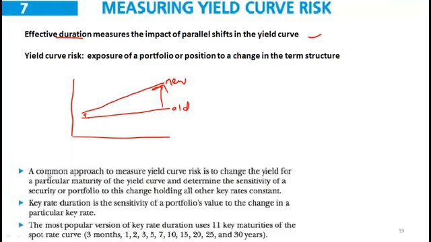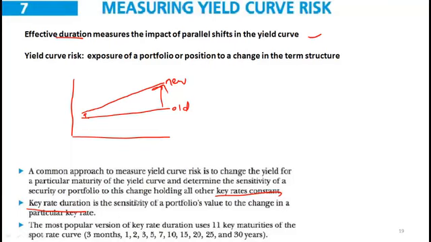Okay, now at level 2 you have to understand. A common approach to measuring yield curve risk is to change the yield for a particular maturity of the yield curve and estimate the sensitivity of a security or portfolio to this change, holding all other key rates constant. We are actually going to build an argument here. The most basic interpretation of a key rate duration. Okay, so I'll read this and then move on. Key rate duration is the sensitivity of a portfolio's value to the change in a particular key rate.